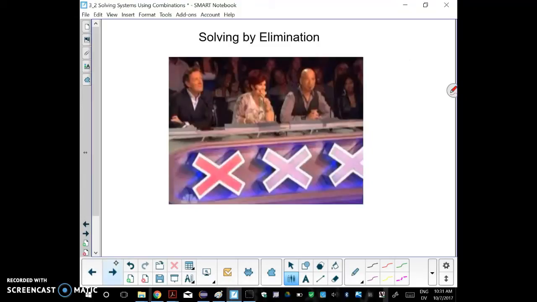All right, and it's kind of like you expect. To eliminate something, you get rid of it, make it disappear. That's what we're going to be doing with the x's or the y variables in our equations. We're going to eliminate one of them.